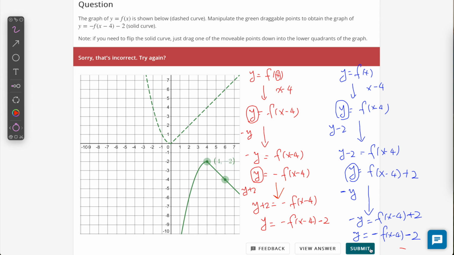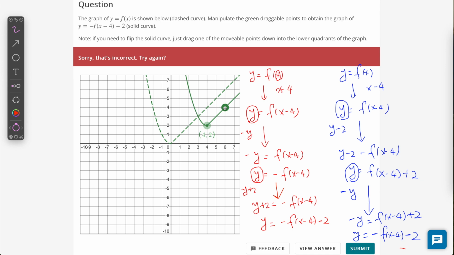Before we hit the submit button, let's verify that the blue sequence also gives you the same resulting graph. Now we start over. Remember the shape of this graph. The first step is the same, moving to the right by 4 units. And then we do translation, replacing y with y minus 2. That is up 2. And then the last step is going to be reflection over the x-axis.